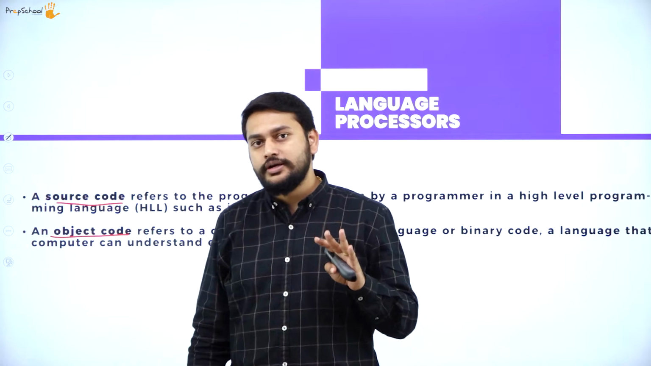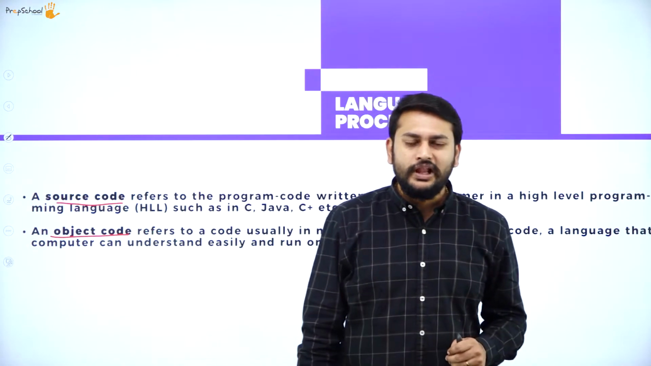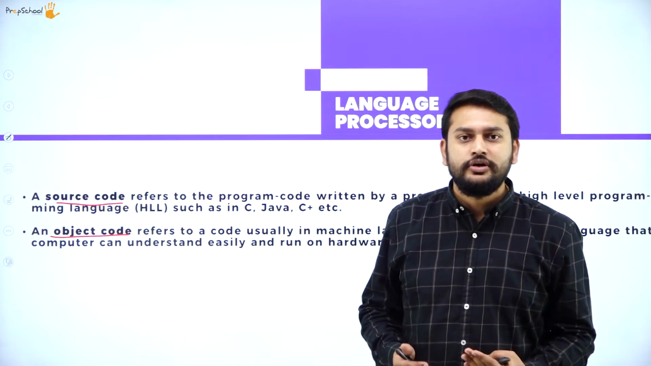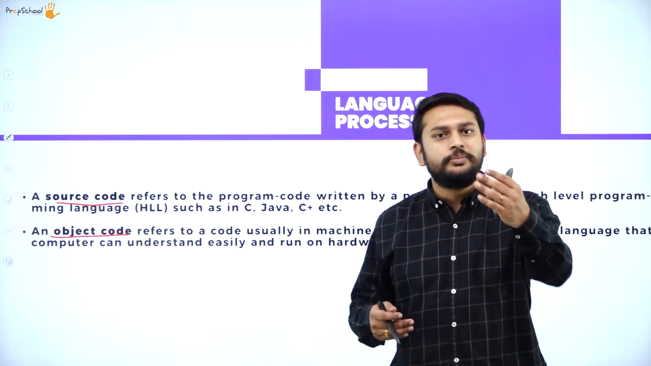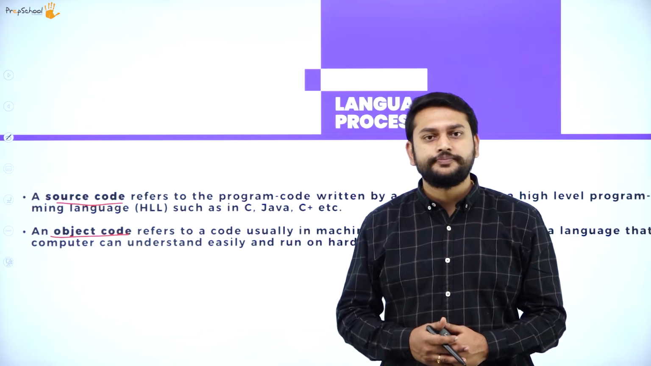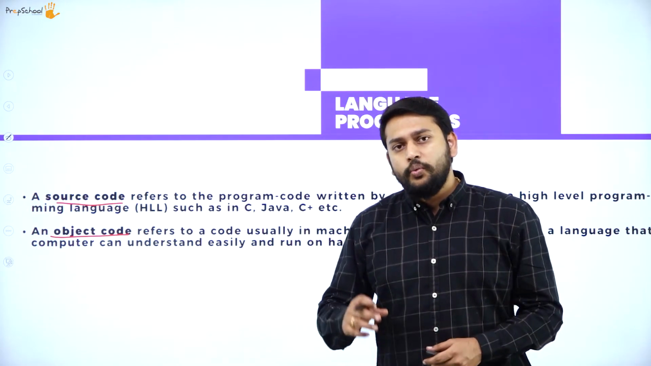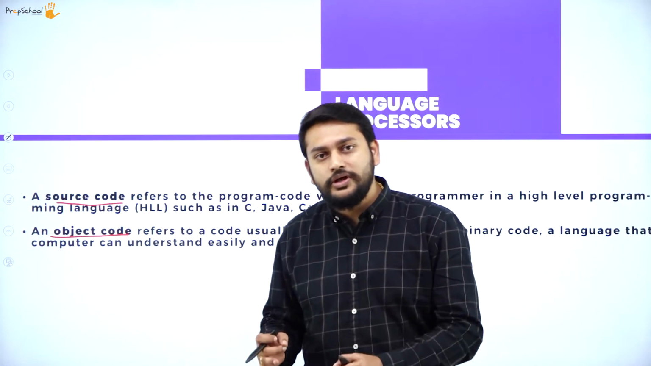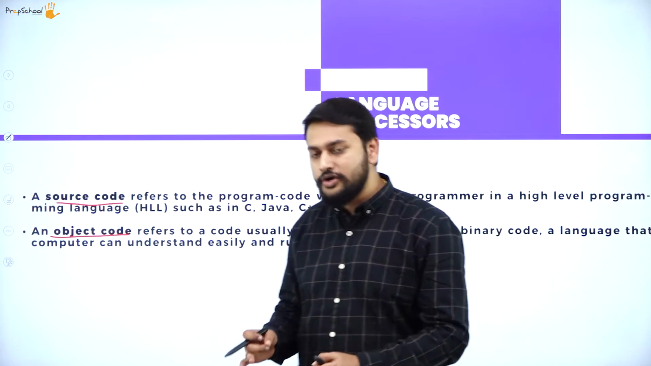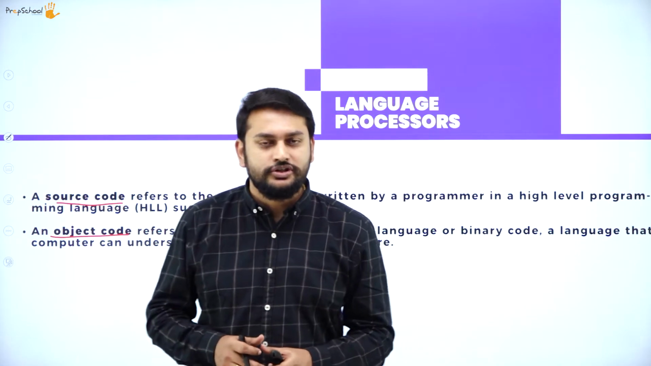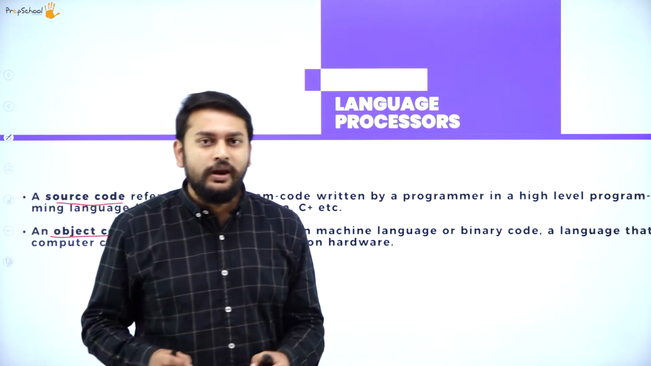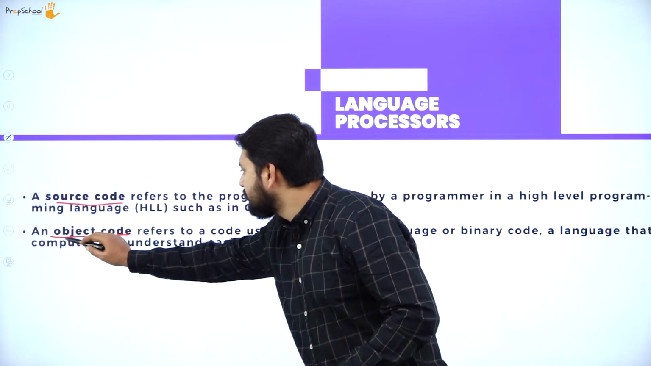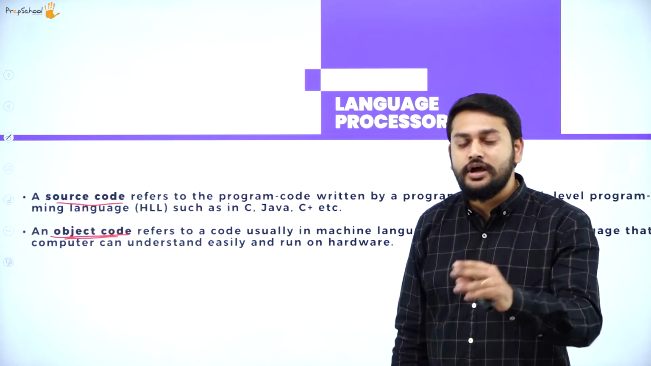That's what I will call a source code. That code will generally be in a high level language. Whatever I have typed will generally be in a high level language. But when I execute that code, that high level language will get converted into machine level language. The machine level language code is what I will call an object code.